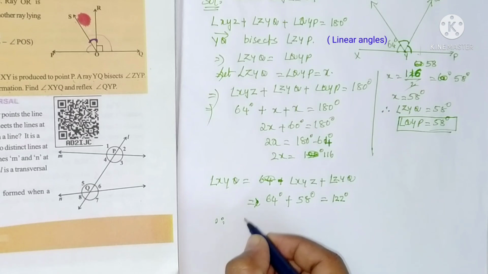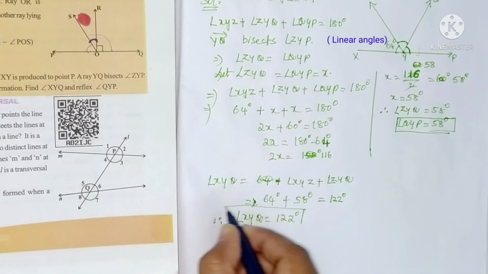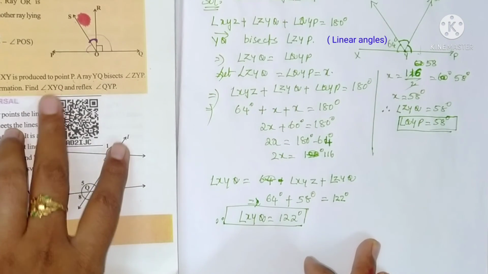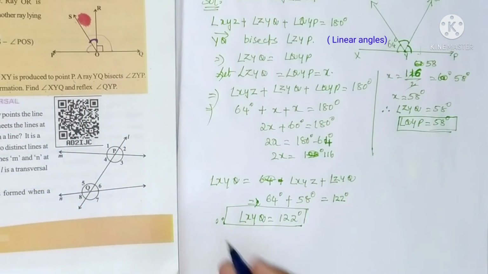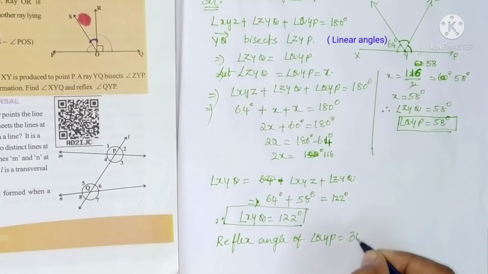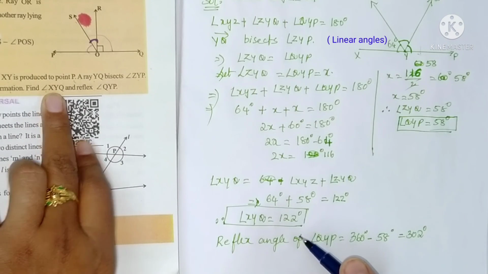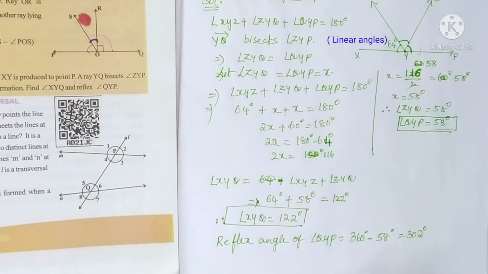Therefore, angle XYQ is 122 degrees. And in the problem, they are asking for the reflex of angle QYP. The reflex angle of angle QYP is 360 degrees minus 58, so it is 302. So they ask you to calculate angle XYQ and reflex angle QYP.